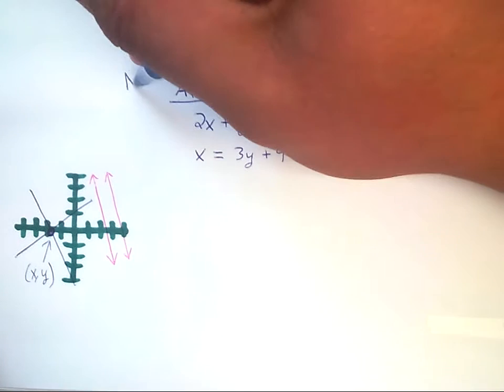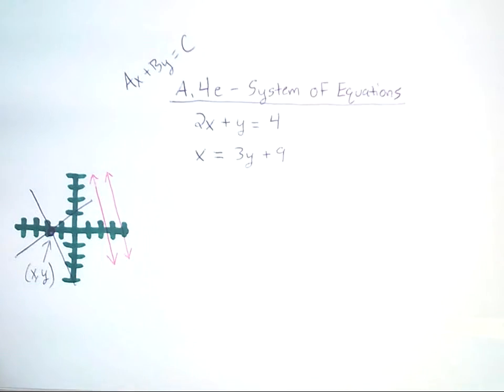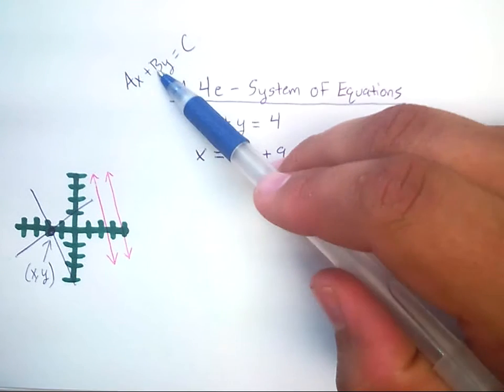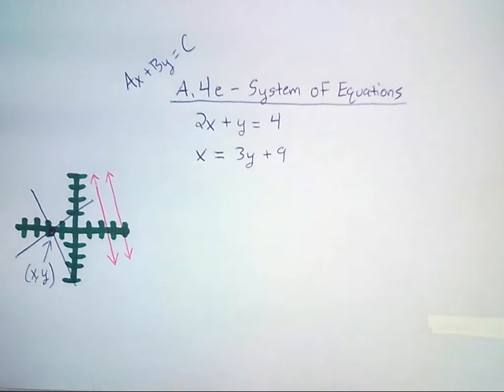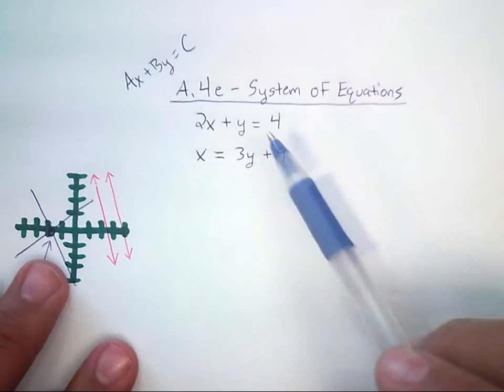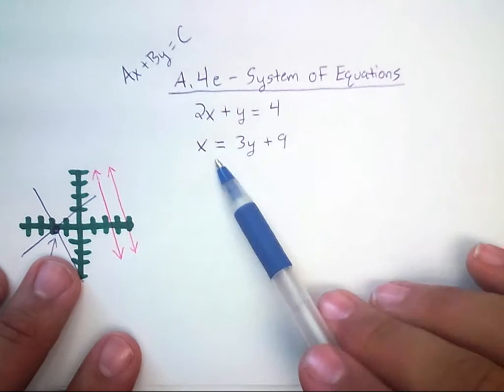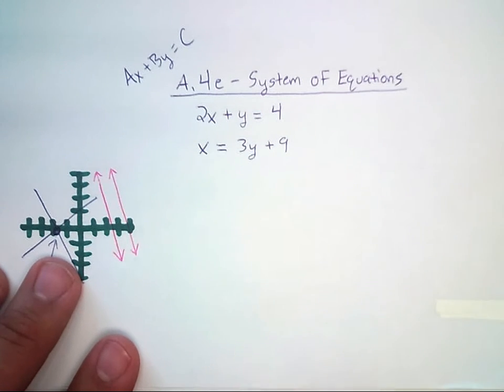We need both equations to be in standard form. And if you don't remember what standard form is, it's ax plus by equals c. So we basically need x and y, those 2 terms, on the same side. If you look at our first problem, we have that: x, y are on the same side and then a number. However, for the second problem, we don't have that. So we have to do a little bit of work.